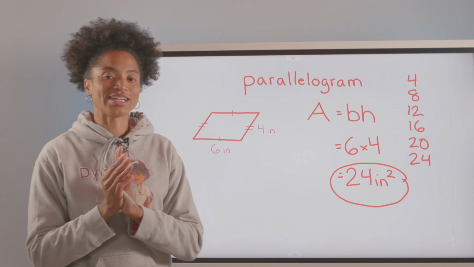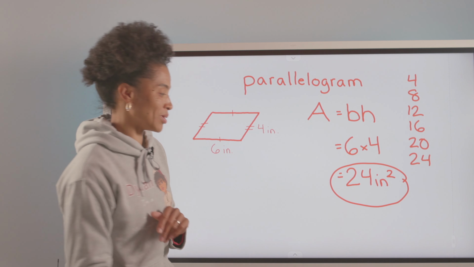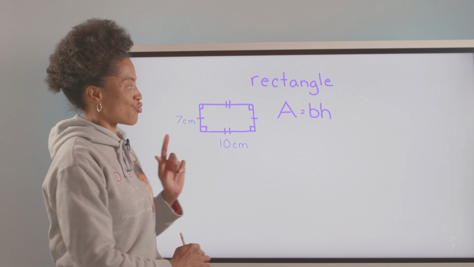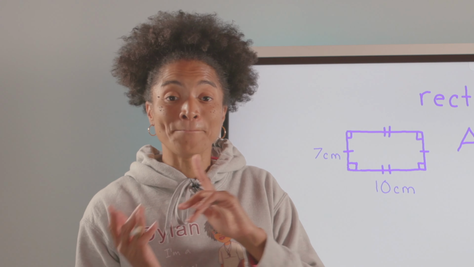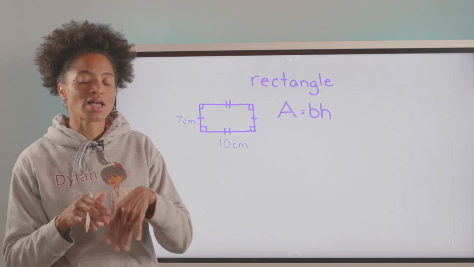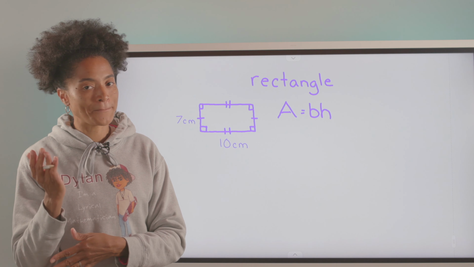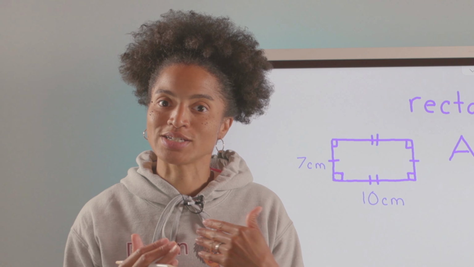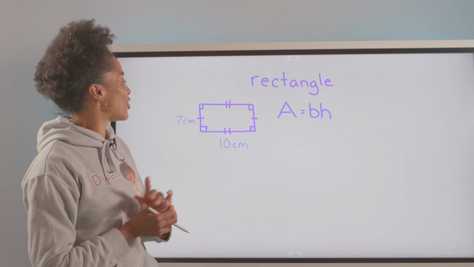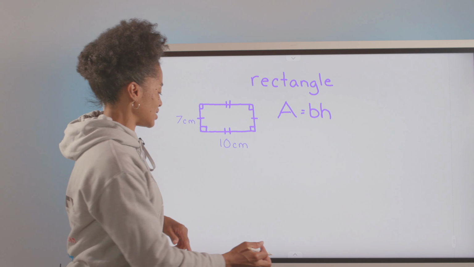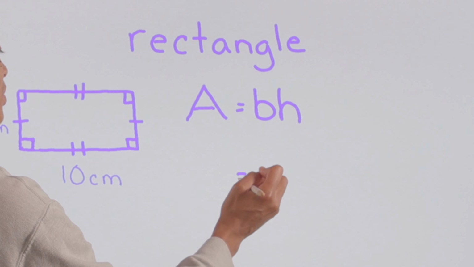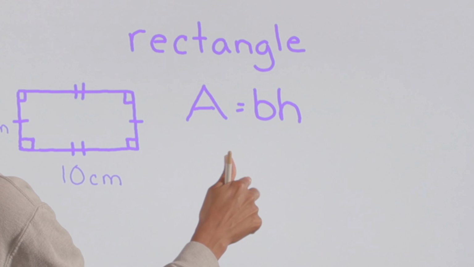Nice work. Let's go to our next formula. We have a rectangle, BH. So we're still working with a base and a height. Notice the formula for parallelogram is BH. The formula for rectangle is also BH. How convenient, right? Now, B we know stands for base. In this case, the base is 10 centimeters. So we replace B with 10.